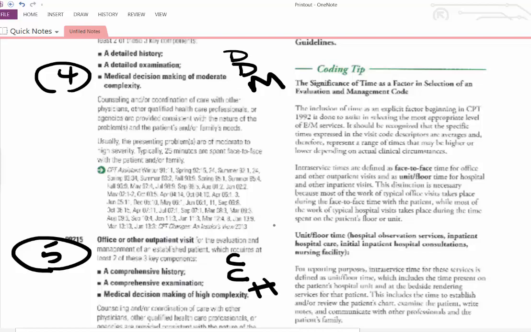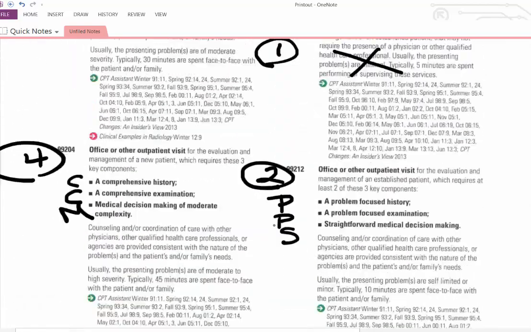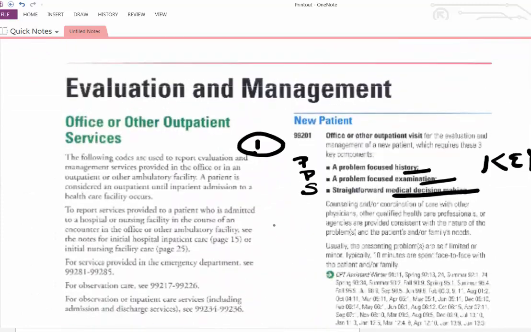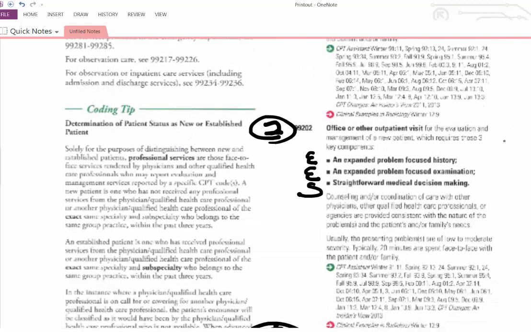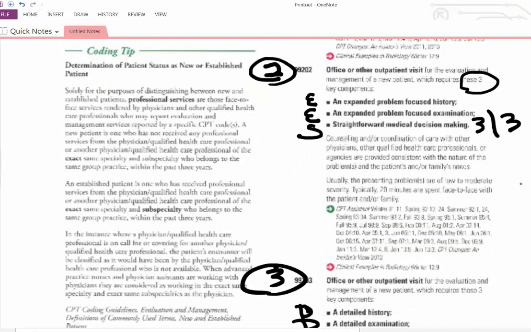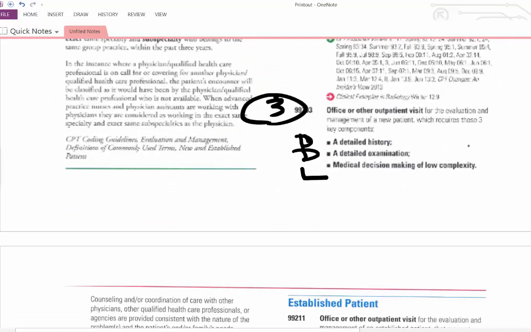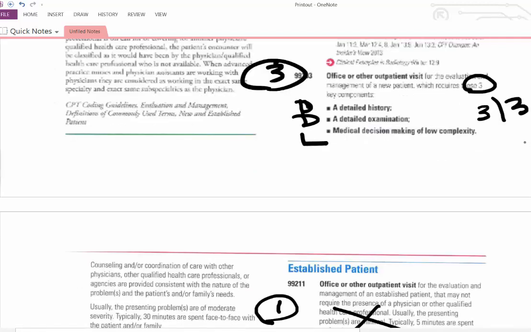Now one last thing I want to mark in my CPT is the number of key components that are required for each grouping. So back to 99201, you see it requires 3 key components. So off to the side someplace, wherever it works, either circle the 3 or write off to the side 3 out of 3. So all 5 codes under new patient require 3 out of 3 key components to be at the same service level, or you have to bill the lowest service level.